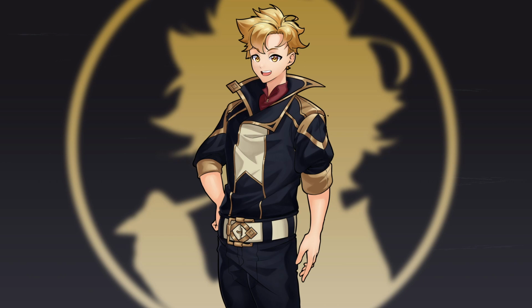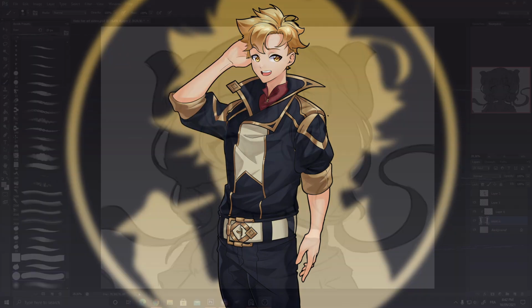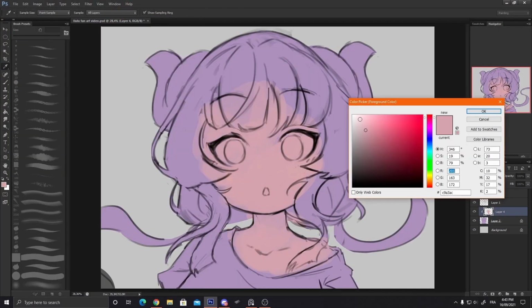How I fixed this issue in my art was simply by going the hard way, picking shadow and light colors manually.